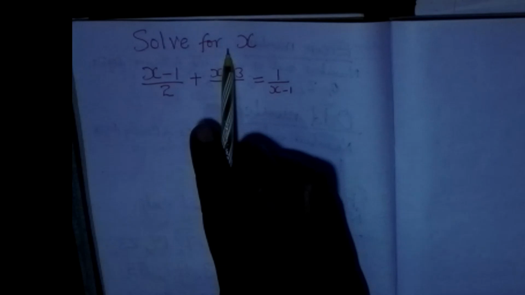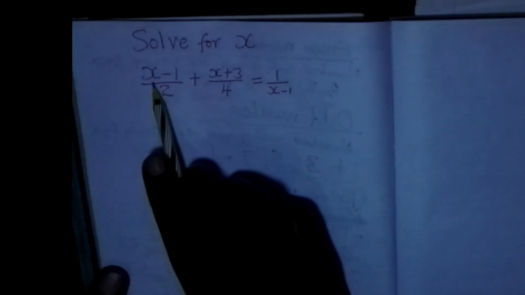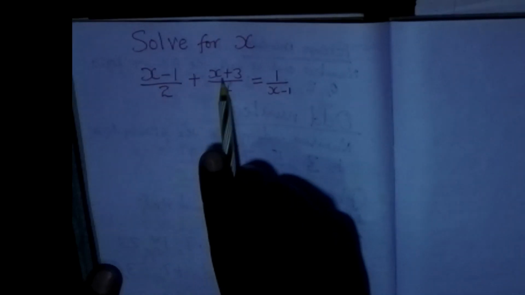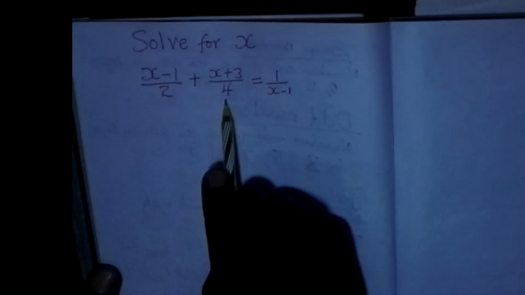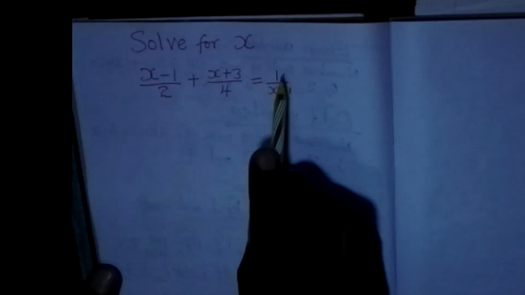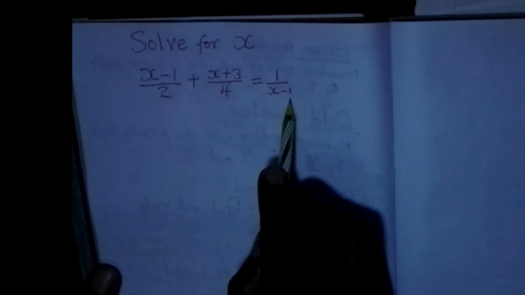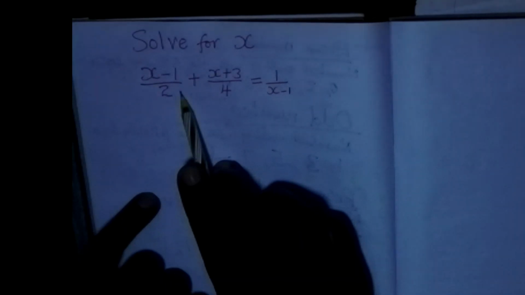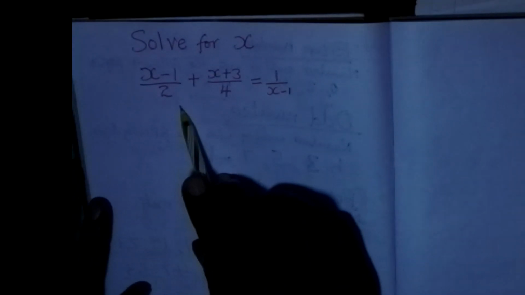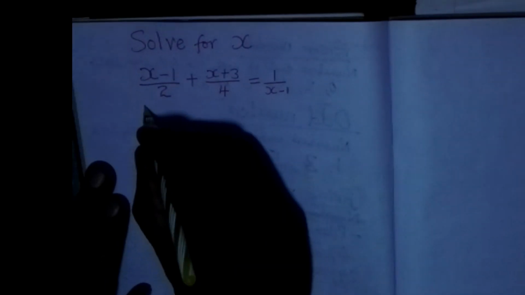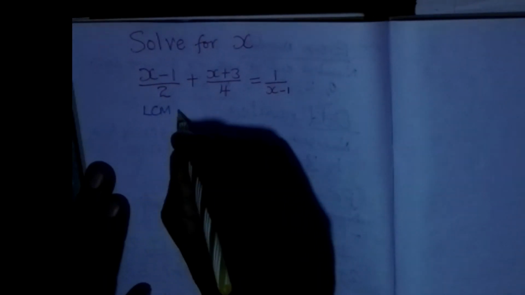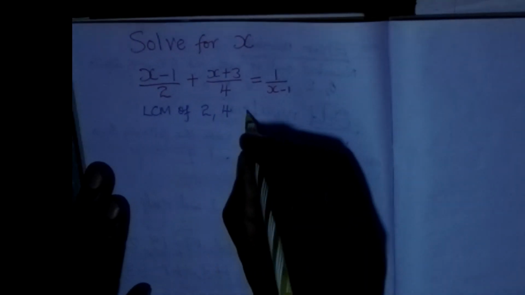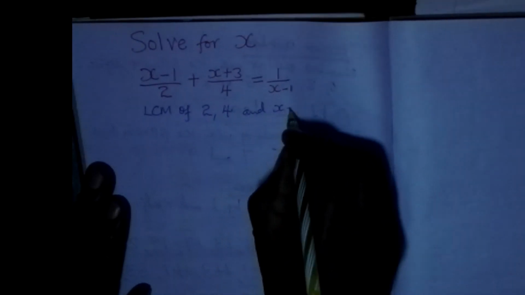Solve for x in (x minus 1) all over 2 plus (x plus 3) all over 4 is equal to 1 over (x minus 1). So how can we get the value of x? The first step we need to do is to get the LCM of 2, 4 and x minus 1.